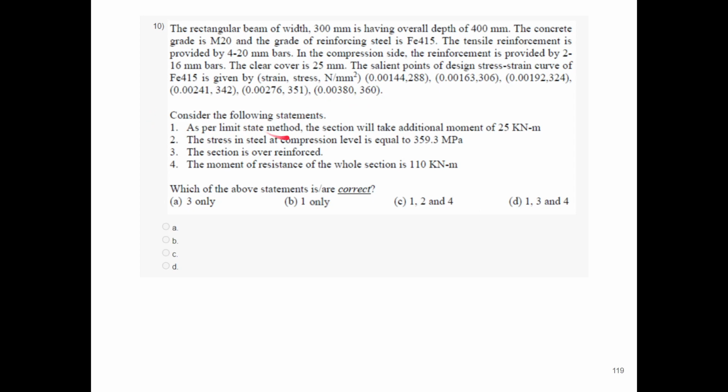1. As per limit state method, the section will take an additional moment of 25 kilonewton meter. 2. The stress in steel at compression level is equal to 359.3 megapascal. 3. The section is over reinforced. 4. The moment of resistance of the whole section is 110 kilonewton meter. Which of the above statements is or are correct? A: 3 only, B: 1 only, C: 1, 2 and 4, D: 1, 3 and 4.